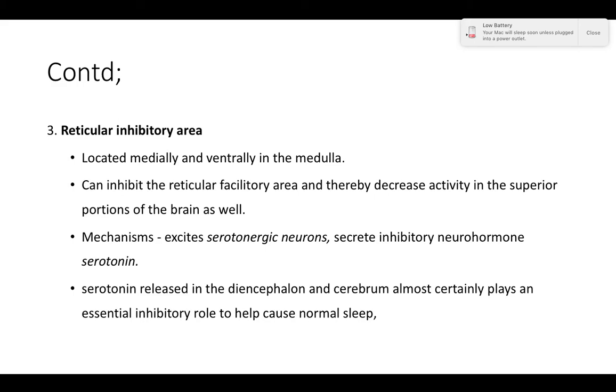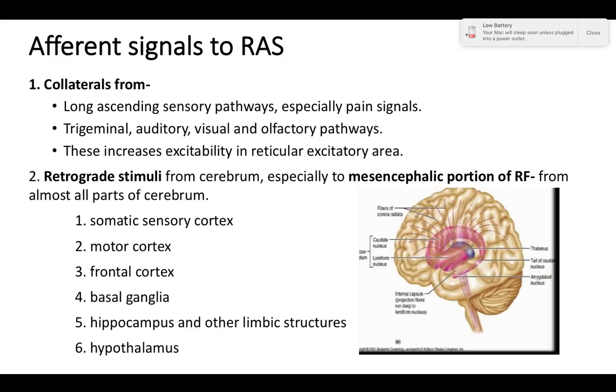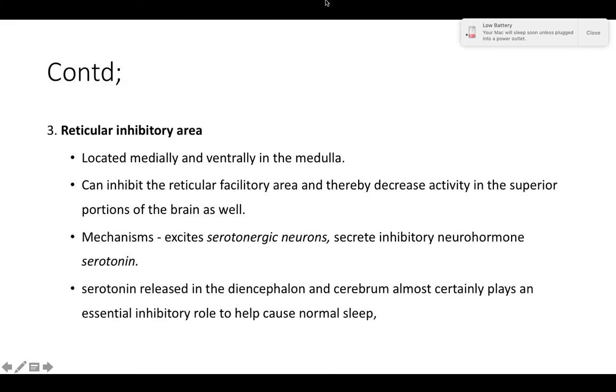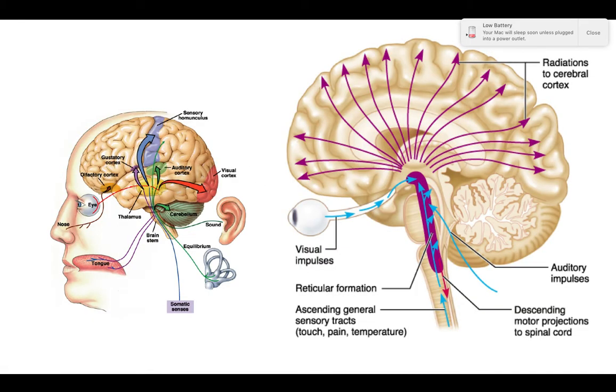So serotonin's role will be explained again when sleep is discussed. Now we know that there are three collaterals which we can understand. One is the collaterals coming from the ascending fibers, two is the retrograde stimuli coming from the cerebrum itself, and three is the reticular inhibitory area. Fibers coming from the reticular inhibitory area suppress the reticular facilitatory area. So just take a while to look at this picture before we go into the next slide.